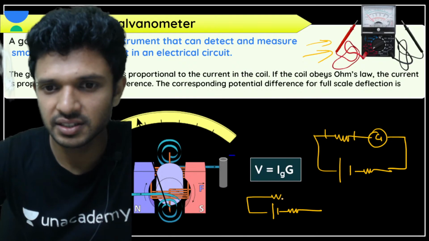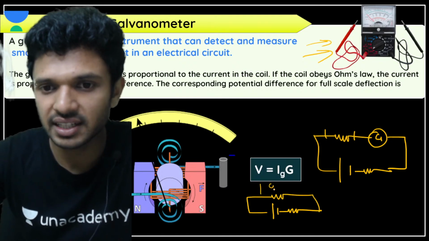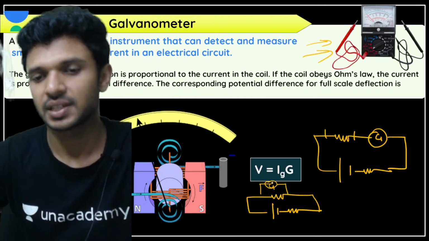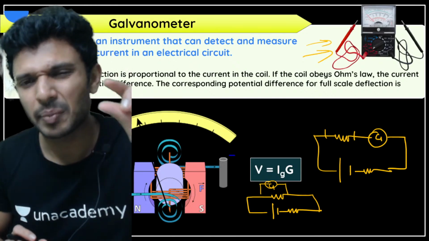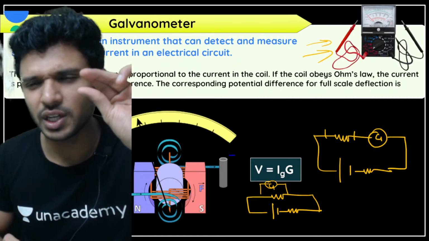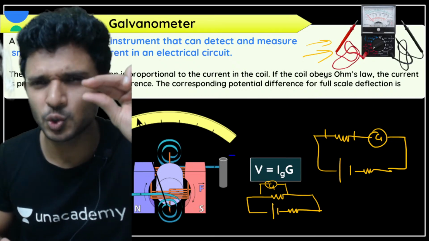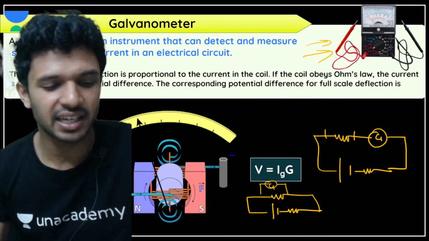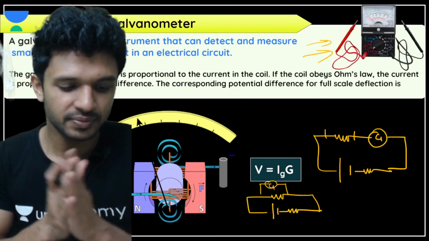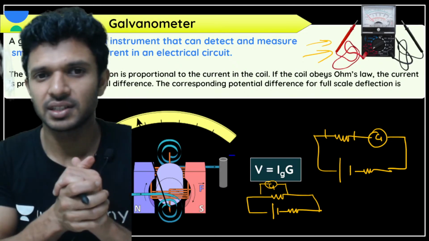So, this is our external resistance. We will connect the galvanometer in parallel. Galvanometer can measure both current and voltage, but the amount of measurement that it can make is very small, which means it can only measure tiny current like in milliamperes and tiny voltage like in millivolts. Okay, so this is it.